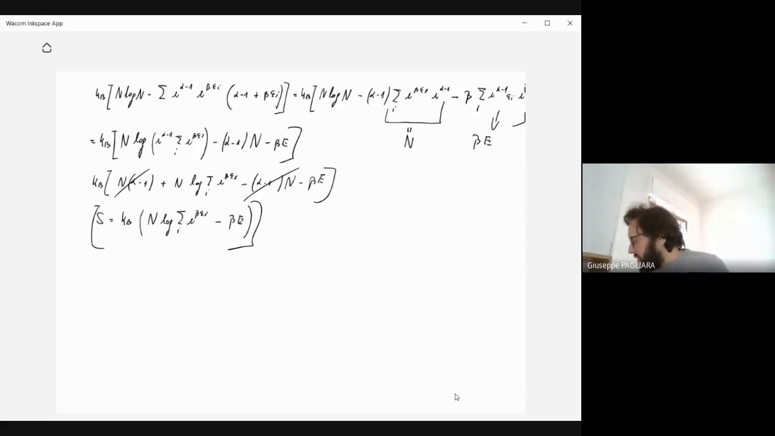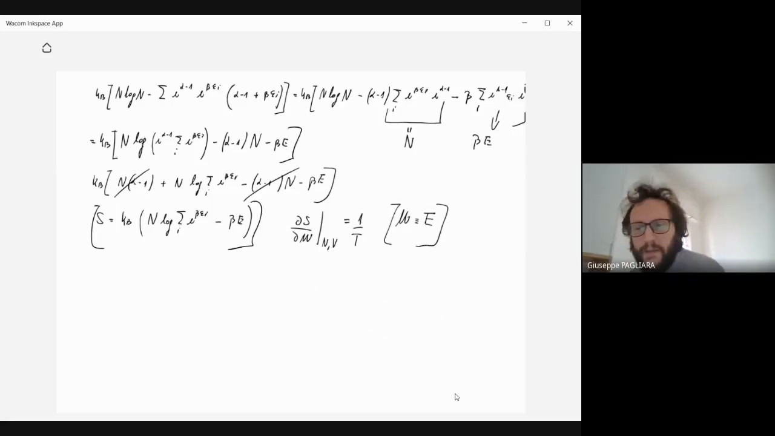So I have the following expression for the entropy, for the Boltzmann entropy. Now let us remember which is the link between entropy, energy, and temperature. Well, I know that the derivative of S with respect to U, fixed number of particles and fixed volume, is 1 divided by the temperature. Now U was the internal energy. In this case, it coincides with the total energy. On this I will comment later on when we do the canonical ensemble.